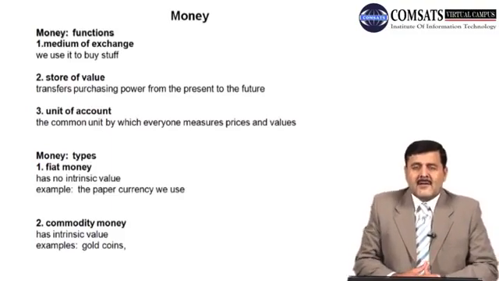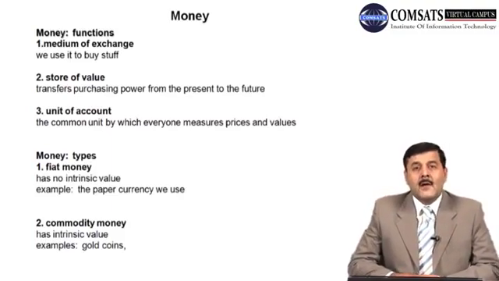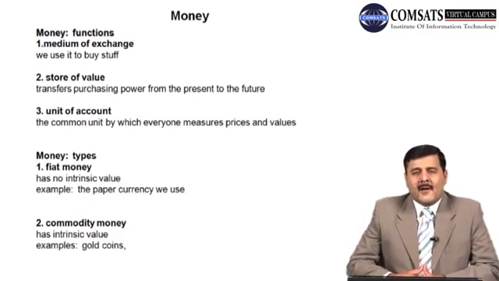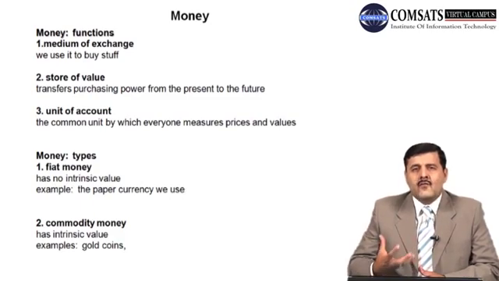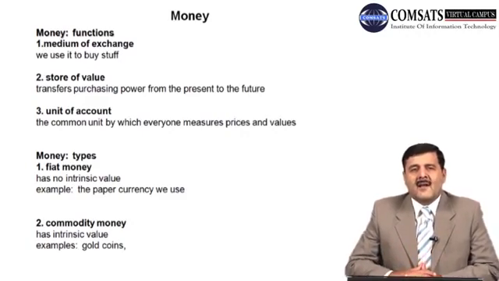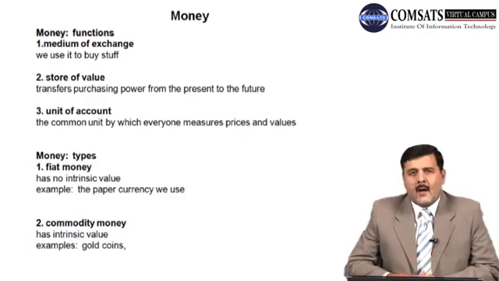Now the third function of money is unit of account. Money can be used as a unit of account by which everyone measures prices and values, right? For example, बाजार में अगर जाते हैं, if you want to buy some product, you ask how much is the price per unit of the product. That basically tells us how much money you are supposed to pay for a unit of a certain product. अगर for example हम बात करते हैं, if we want to buy oranges, if we want to buy apples, right?